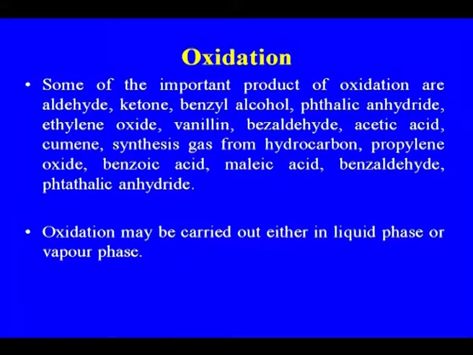Partial oxidation is one very important process, in the oxidation of coal and of the heavier residues obtained from petroleum products, for the manufacture of synthesis gas, which is used extensively in the chemical process industry, petroleum refineries, and fertilizer industry. Some important products of oxidation are aldehydes, ketones, benzyl alcohol, phthalic anhydride, ethylene oxide, vanillin, benzaldehyde, acetic acid, cumene, synthesis gas from hydrocarbons, propylene oxide, benzoic acid, maleic anhydride and so on. Oxidation may be carried out either in the liquid phase or the vapor phase.